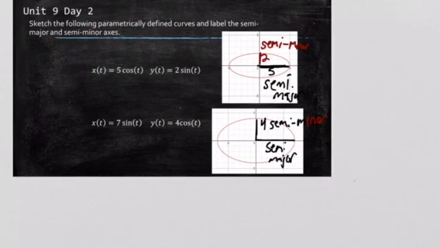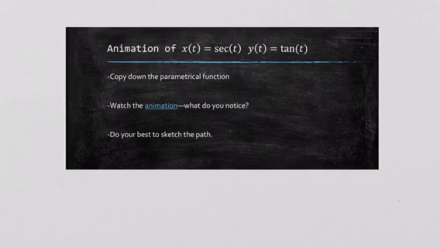7 sine t, 4 cosine t creates an ellipse with a 7 semi-major and a 4 semi-minor, and 5 cosine t, 2 sine t creates a semi-major of 5 and a semi-minor of 2. Now note that if you were to make this number bigger than this number, it makes an ellipse that is more vertically elongated, but because the x value has the higher amplitude, it makes it more horizontally elongated.